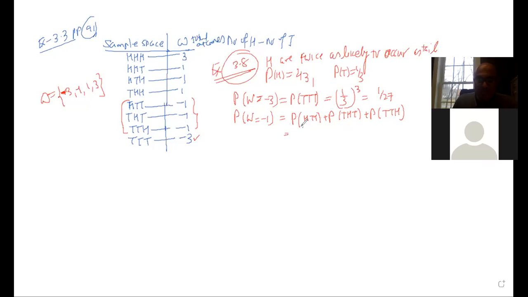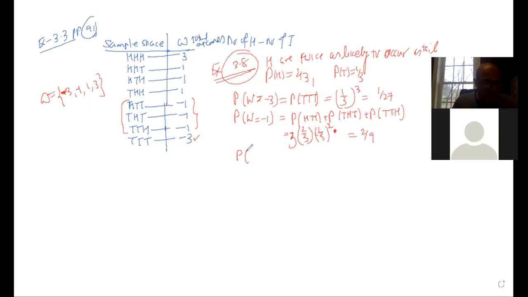What will happen? The probability of H is 2/3, and the probability of T is 1/3, and T is 1/3, so it is a square. Same here: the probability of T is 1/3, T is 1/3, so square, and H is 2/3. So again the same part, three times in total. If you simplify this one, you're going to get 2/9.